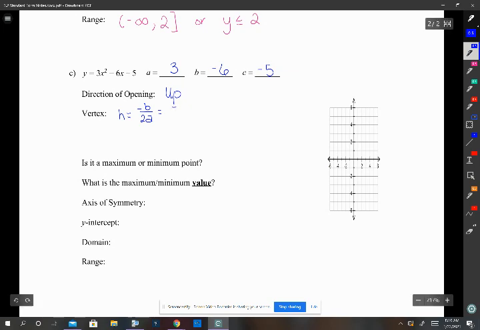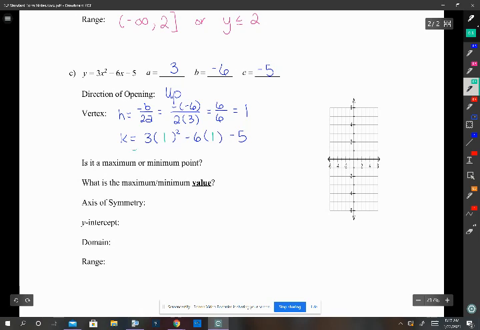Negative B, so negative of -6 over 2 times A, which is 3. So negative times a negative is a positive. 2 times 3 is 6, and so 6 over 6 is 1. And then we're going to go back and plug that into our equation to find K. So we're going to go 3. Everywhere there's an X, I'm going to put parentheses, and I'm going to substitute in my value. So remember, my value that I'm putting in is 1.